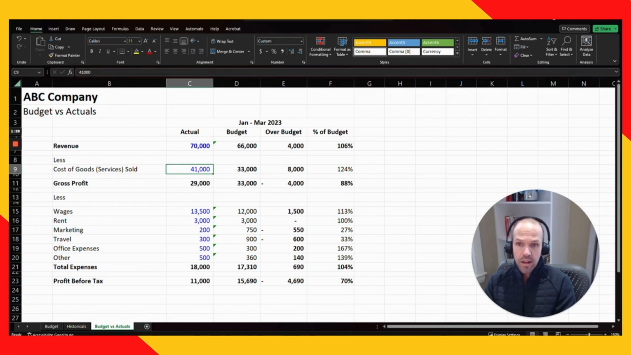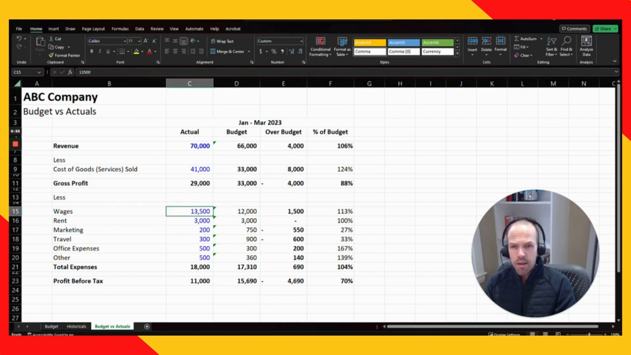So what does that do to actual gross profit? Well, gross profit is revenue minus cost of goods sold. So that is 29,000. So even though you did more revenue than you budgeted, because of those cost overages, you did less gross profit than you budgeted on more revenue. So that's obviously a concern and something to really keep an eye on and to make a decision on. Let's go through some of the other items. So, wages here came in at 13,500 versus a budget of 12,000.